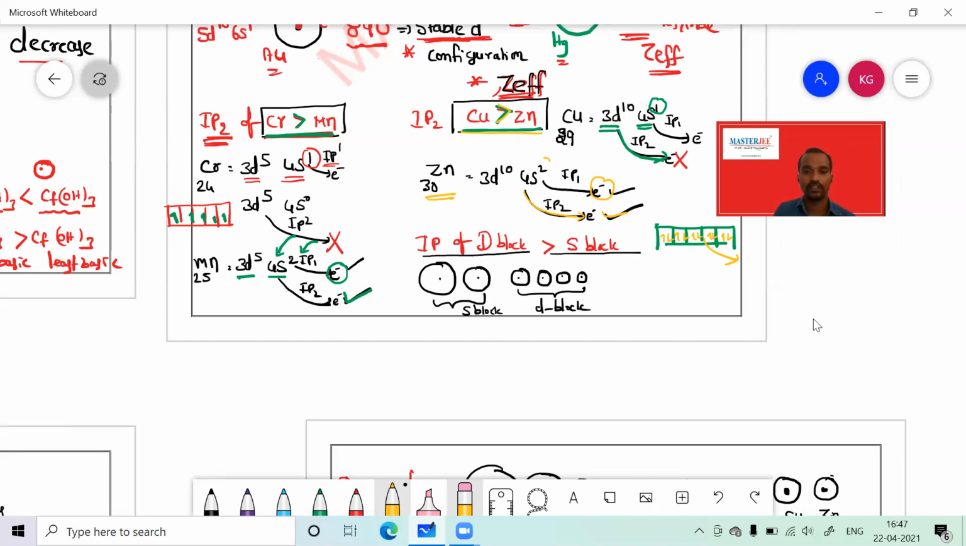Next, I'm going to compare the ionization potential of d block elements and s block elements. If you compare d block and s block, d block is generally greater than s block. Why do d block elements have the highest ionization potential values?